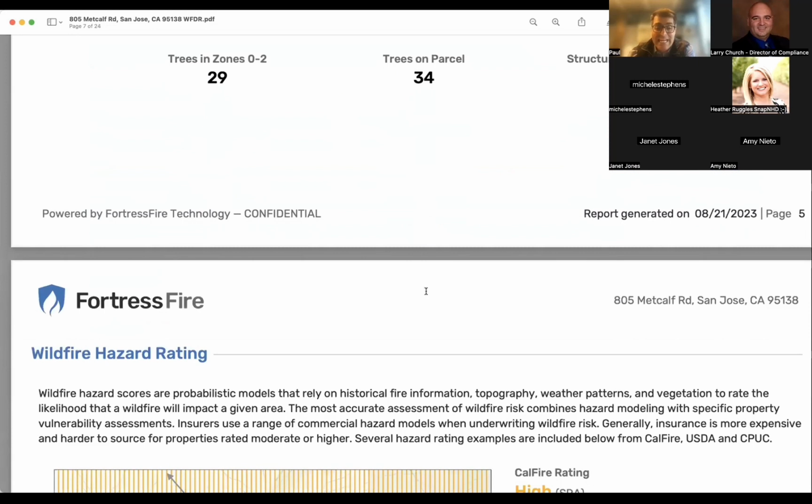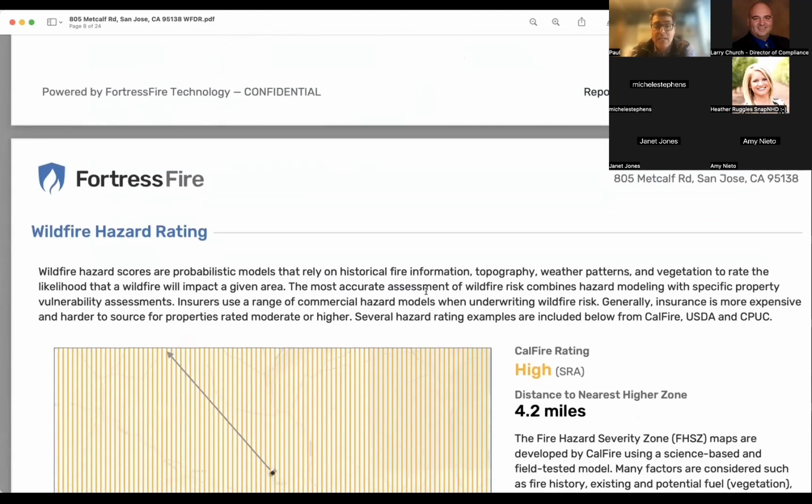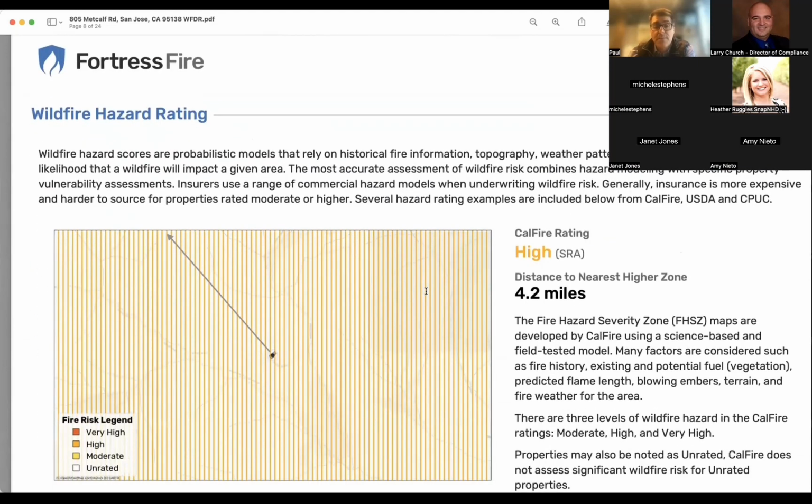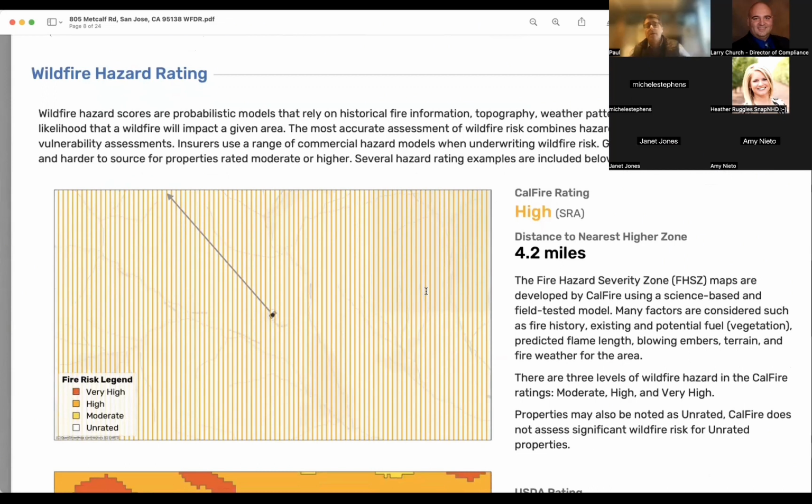That's the data, the core data set that now gets fed into our system. The first stop here is the wildfire hazard ratings. This is important on multiple levels. First and foremost, as most of you know, this is what drives AB 38. And any property in a high or very high fire hazard rated zone is subject to AB 38.